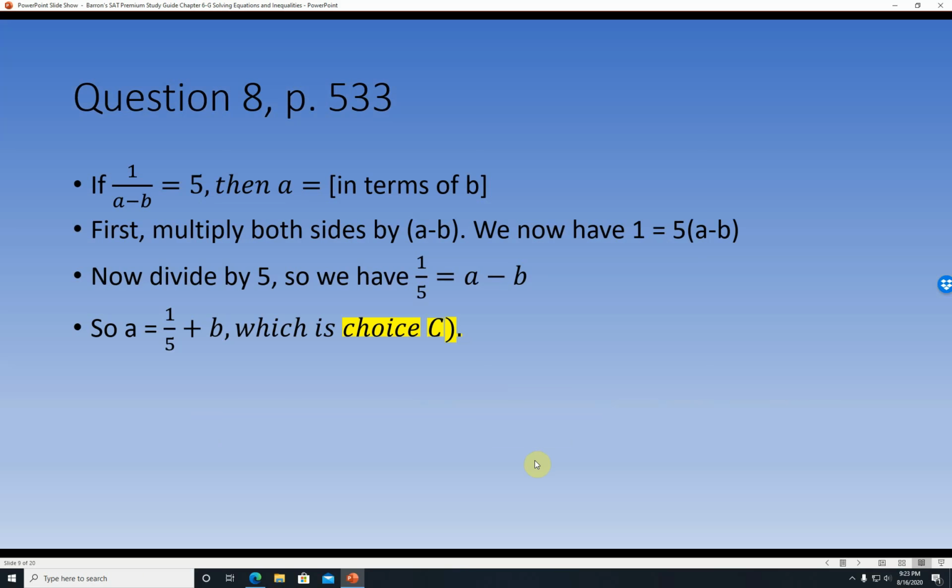Make sense? Question 8, page 533. If 1 over (a minus b) equals 5, then a equals, again, something in terms of b, which you can tell by looking at the answer choices. First, you want to multiply both sides by a minus b. So now we have 1 is equal to 5 times (a minus b). Now we're going to divide by 5, so we have 1/5 is equal to a minus b. So then a would have to be equal to 1/5 plus b, because we just add b to both sides, so we get a by itself. So a is equal to 1/5 plus b, which is choice C.